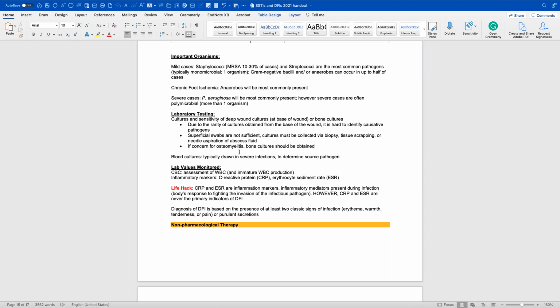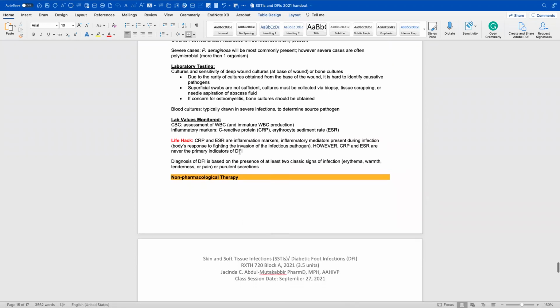For severe cases, Pseudomonas will be most commonly present. However, severe cases are often polymicrobial, meaning that this person has likely stepped on something, allowing some type of access to their foot, and then a ton of bacteria have infiltrated the foot through that site.